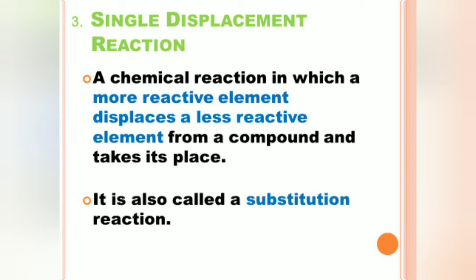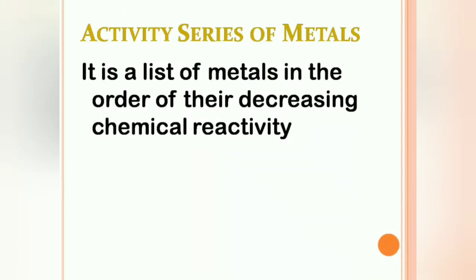But here the question is, how do we know which element is more reactive and which is less reactive? To answer it, we have activity series of metals. Activity series of metals is a list of metals in the order of their decreasing chemical reactivity. Just see this list.